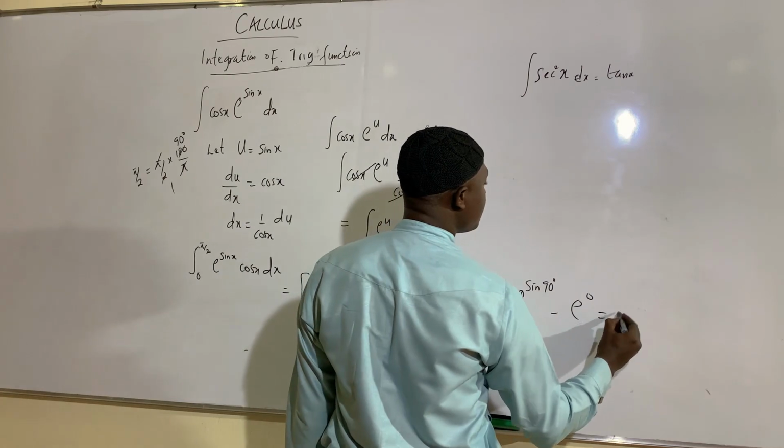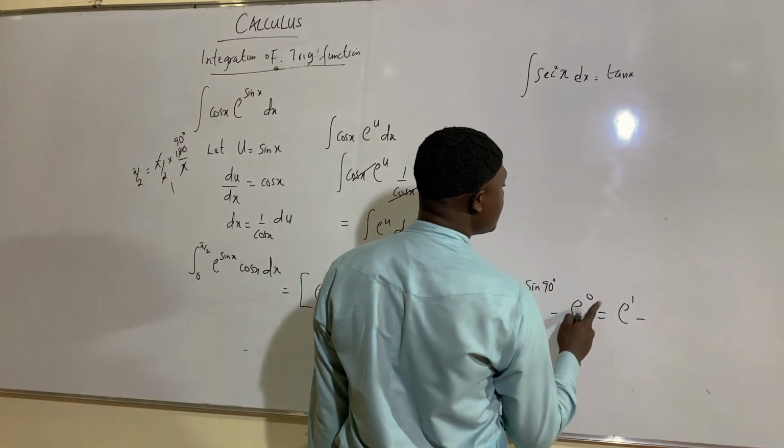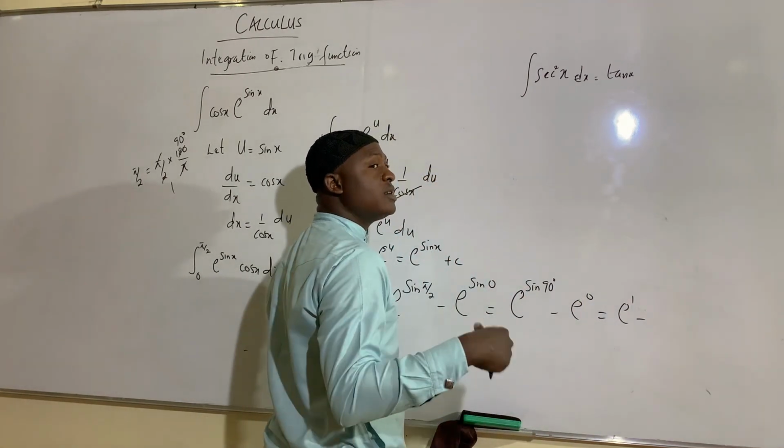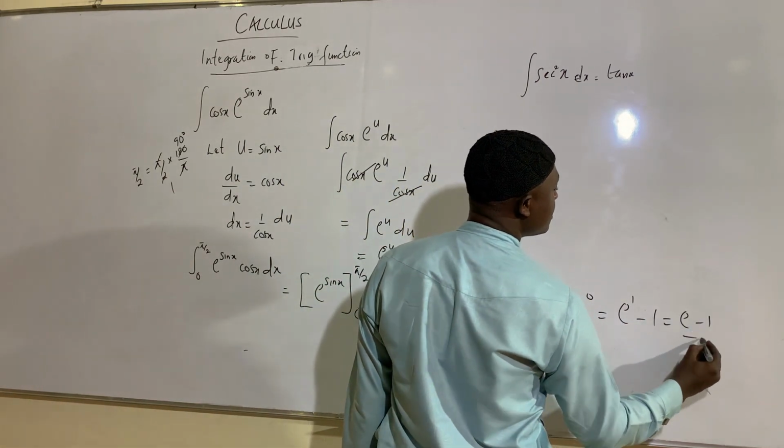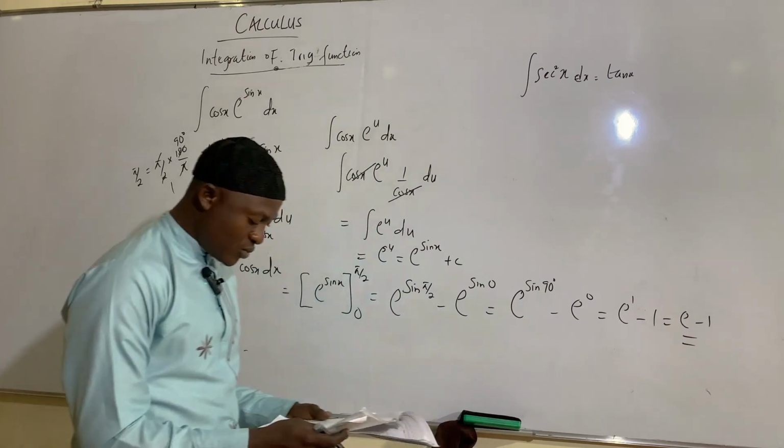Right? So sine 90 is 1. So that means that we have e raised to the power of 1 minus e raised to the power of 0. Any number raised to the power of 0 is 1. So e raised to the power of 0 is 1. So that means what I have here is e minus 1.